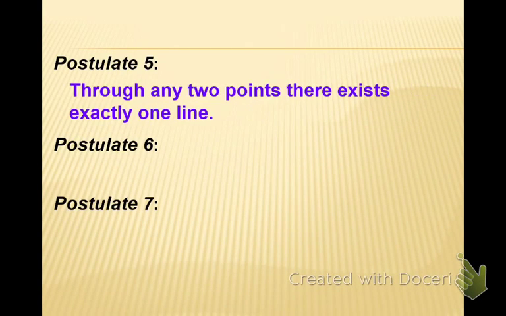Postulate 5. Do you have a postulate 1, 2, 3, and 4? Okay, we start with postulate 5. Through any 2 points, there exists exactly one line. I put 2 points on the chalkboard. There's only one line I can draw through those 2 points.